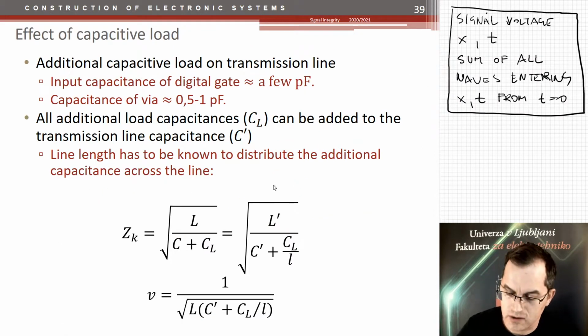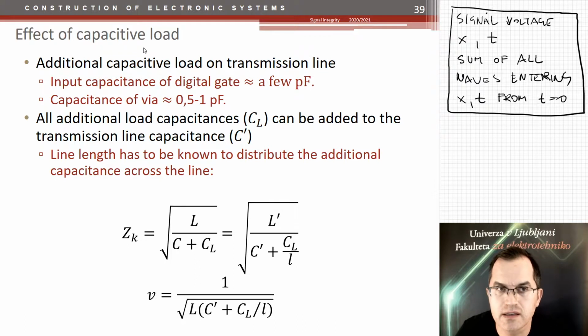The next question: how do capacitive loads on the transmission line affect their properties? Because we know that at least the inputs of the digital interfaces have some small capacitance, and this capacitance can be added to the transmission line capacitance. That's one thing, and the other is we can add a capacitor to a transmission line, just for fun or any other reason. Actually, we could do that. So how does that affect the transmission line?